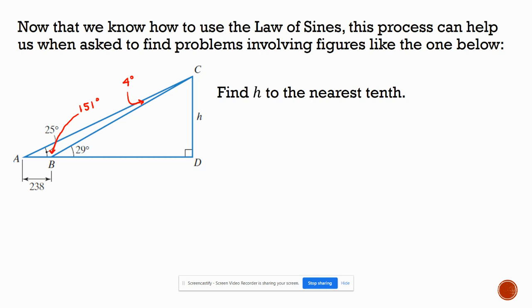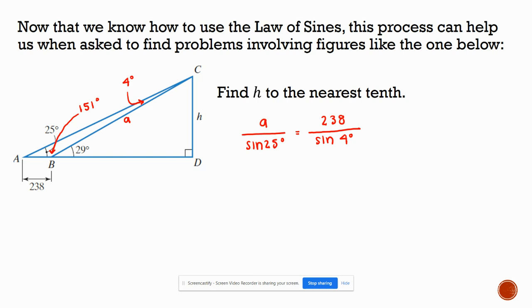Let's do this. Let's find the side that is across from angle A. So I'm going to call that whole entire side, which is BC, I'm going to call that little a. And I'm going to use the law of sines to set up an equation. So I'm going to have a over the sine of 25 degrees, and that equals, because the only side that I have in that triangle ABC is 238, I have to use that. It is across from angle C, which we calculated to be 4 degrees. So here's my setup.